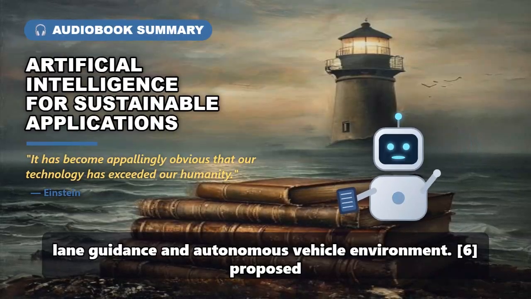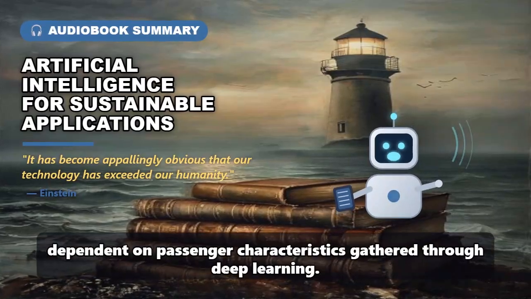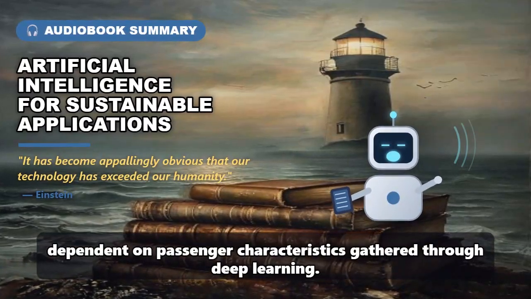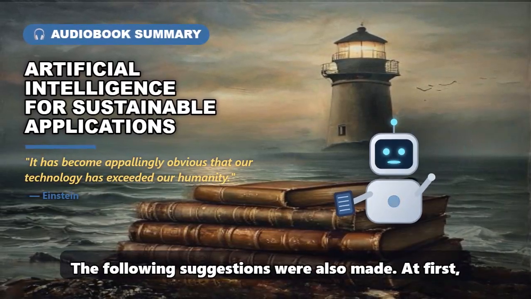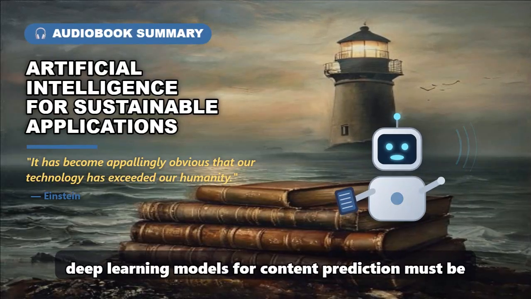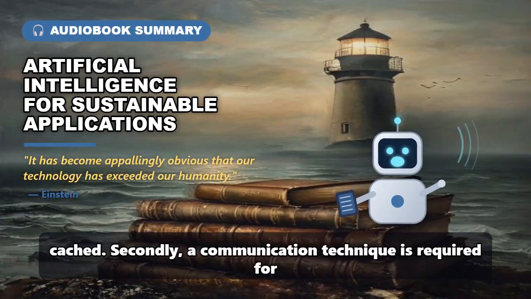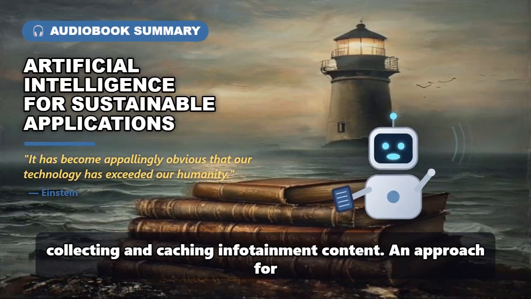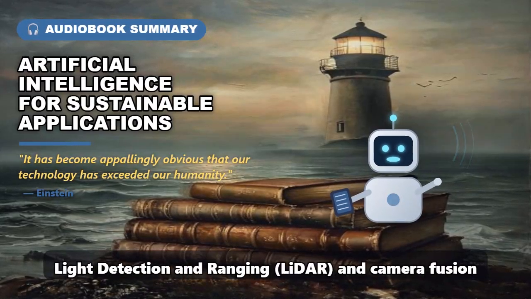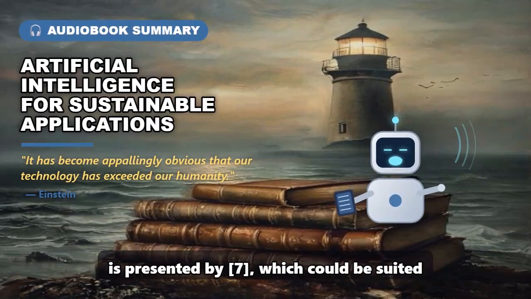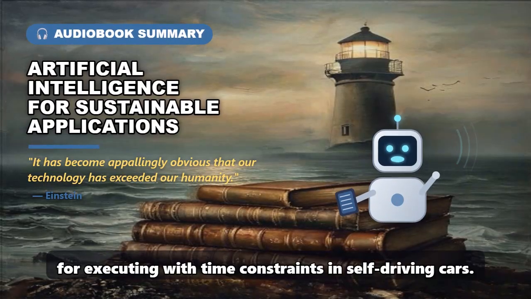6. Proposed a caching technique in autonomous cars, which is dependent on passenger characteristics gathered through deep learning. The following suggestions were also made. At first, deep learning models for content prediction must be cached. Secondly, a communication technique is required for collecting and caching infotainment content. An approach for light detection and ranging, LiDAR, and camera fusion is presented by 7, which could be suited for executing with time constraints in self-driving cars.